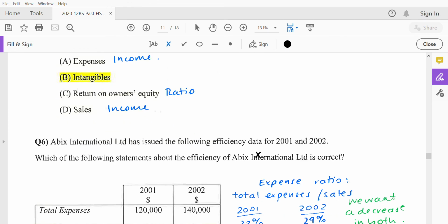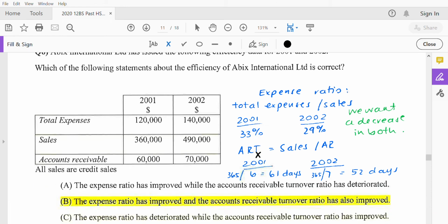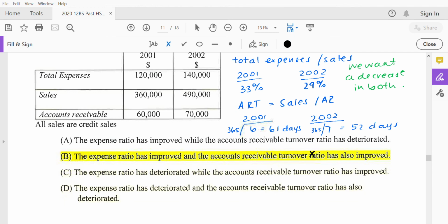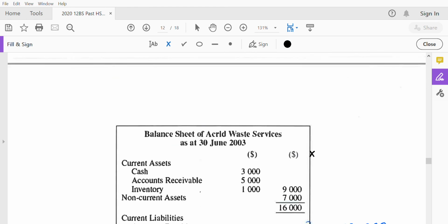Question 6, I had B here. So again, all I did was work out my expense ratio for 2001, 2002. Then I worked out my accounts receivable turnover, and I worked that out. So the fact that this went down and this one went down means that they've both improved, because we want to decrease in both of them. So this is where you need to do just a few quick calculations when you get to the HSC, so you don't make these silly mistakes. It's not a guessing game. You have the numbers there.